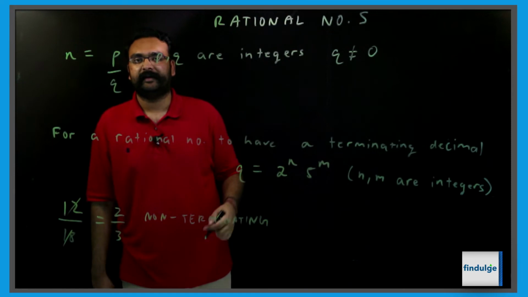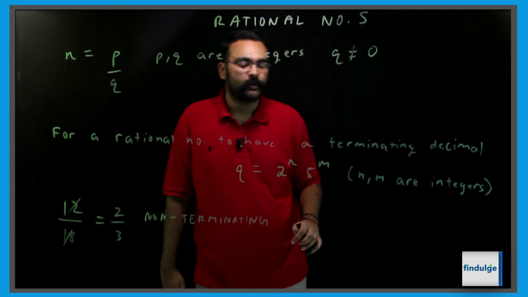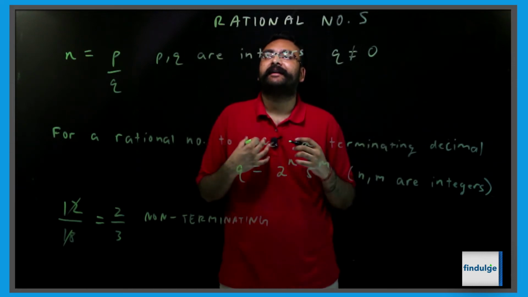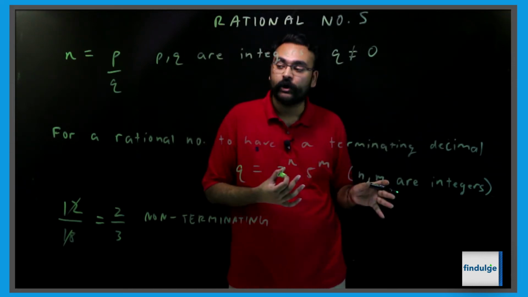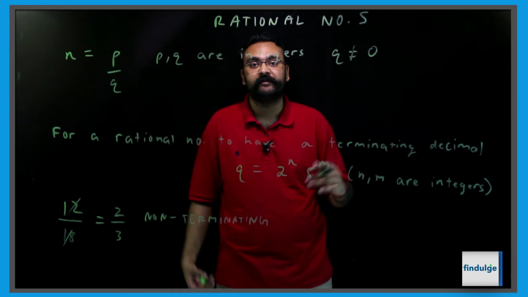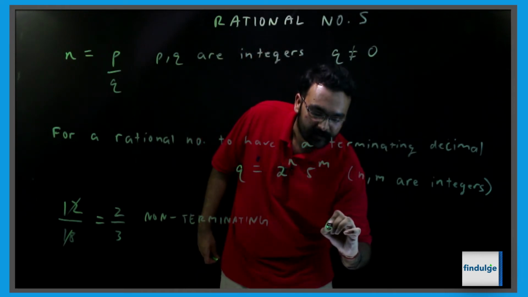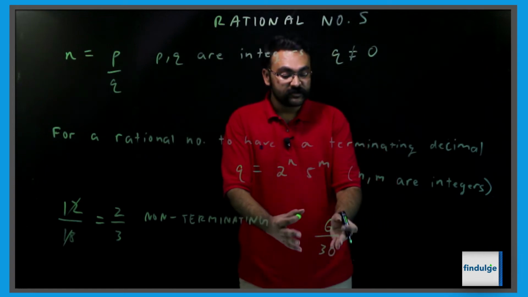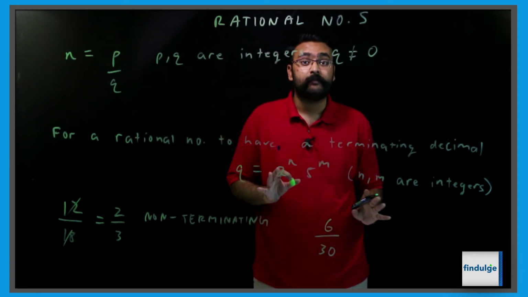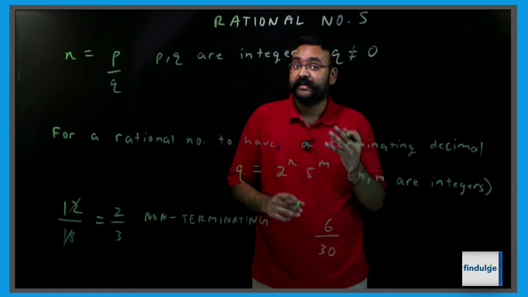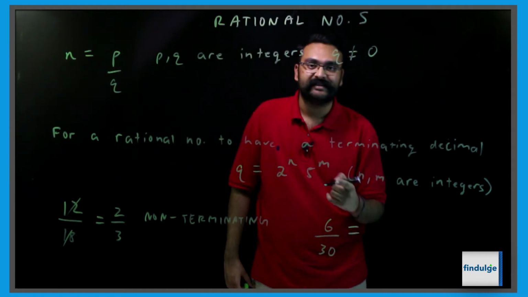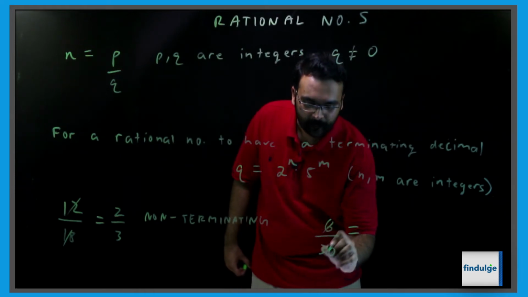What about a different case? Let's take a situation where we have something that initially looks like it won't be terminating, but when we simplify it, it will be 6 upon 30. Now if you just look at 30, 30 is 10 multiplied by 3. So 3 is a factor of it. But we can simplify this, right?